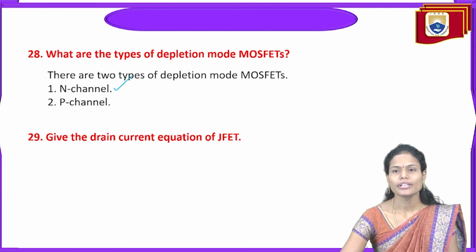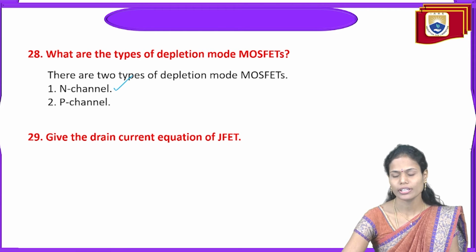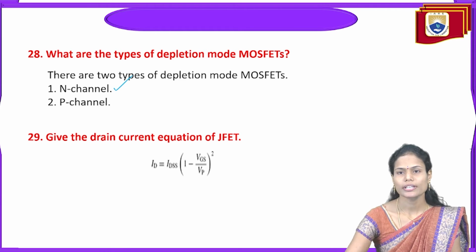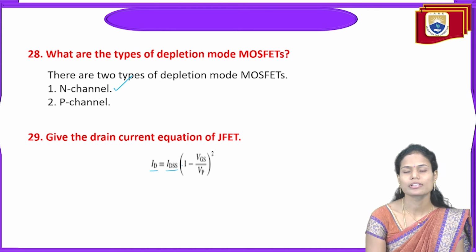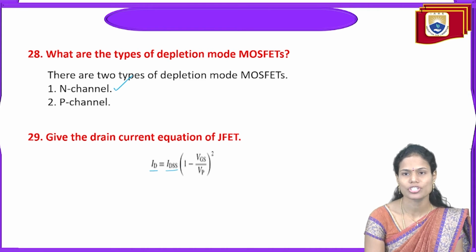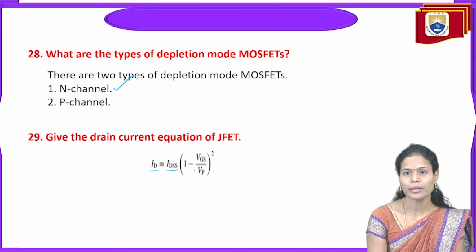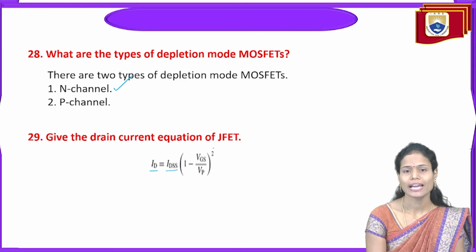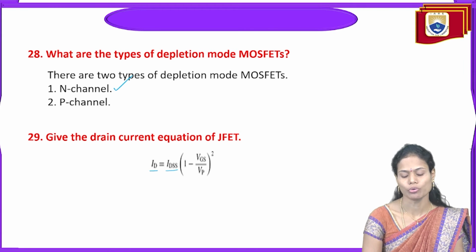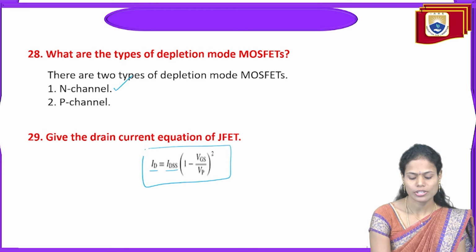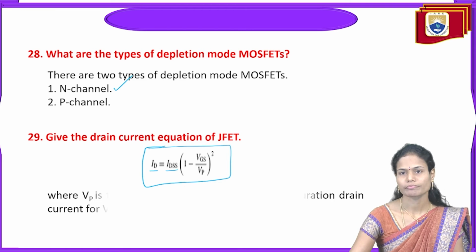Give the drain current equation of a junction field effect transistor. The drain current ID is equal to IDSS times (1 minus VGS by VP) whole squared. Here IDSS is the drain current at saturation level, VGS is the applied gate to source voltage, and VP is the voltage where the channel is pinched off. That particular voltage is called the pinch off voltage. So this is the drain current equation in the case of JFET.